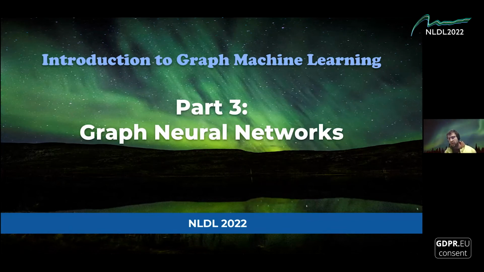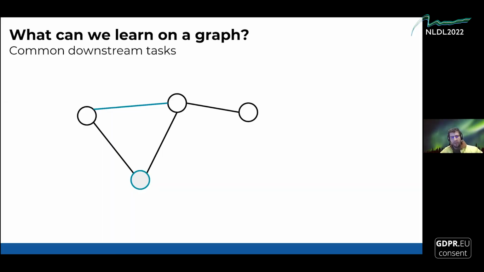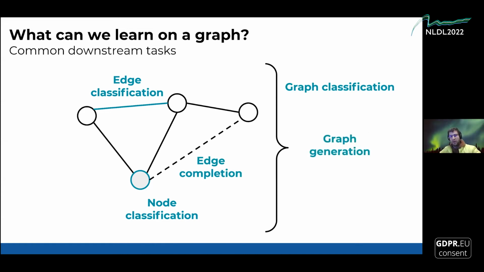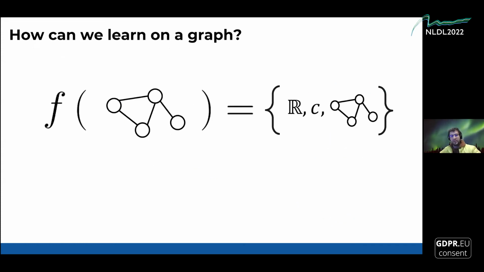So first, some basic concepts, and then some examples on Google Colab. So first of all, what can we learn on graphs? The most common downstream tasks are node classification or node regression, edge classification, edge regression, edge completion, and then we have a set of tasks which involve saying something about the whole graph. So for example, graph classification, graph generation, and graph summarization.